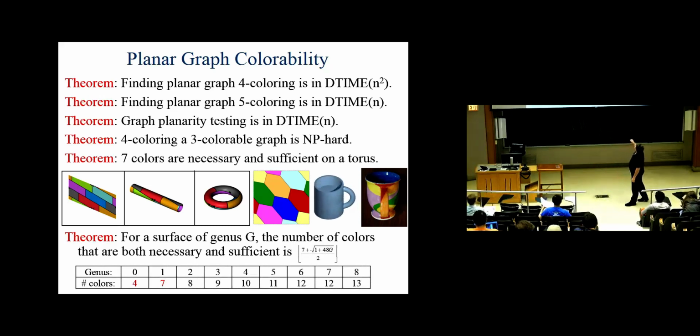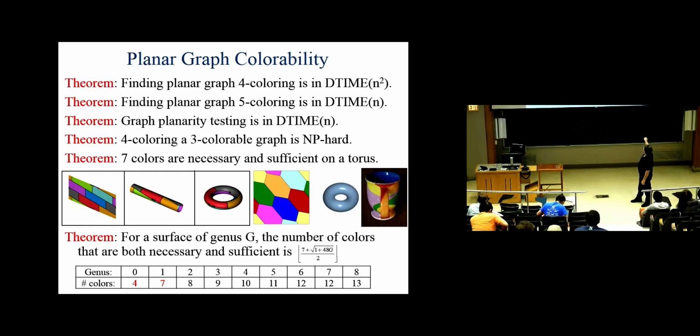Here's a general theorem: how many colors a surface of genus G, this is the number of holes, requires. The formula is roughly the square root of G with these constants here. So for example, in a plane, 4 colors suffice. That's right there, because the plane has no holes in it. A torus, 1 hole, requires 7 colors, like this example, where 7 are necessary. Turns out 7 are also sufficient.